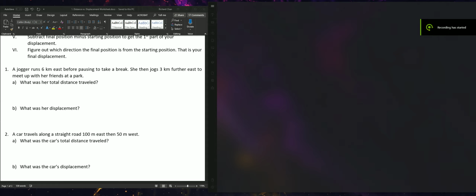Alright, so this is going to be the extra practice versus displacement worksheet on Google Classrooms. Again, it's labeled under distance versus displacement, under kinematics. So, number one, a jogger runs 6 km east before pausing to take a break. She then jogs 3 km further east to meet up with her friends at a park.